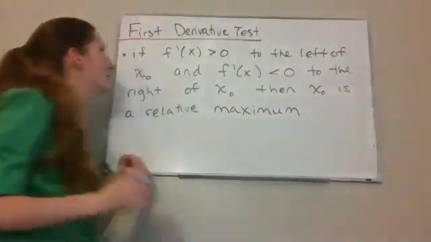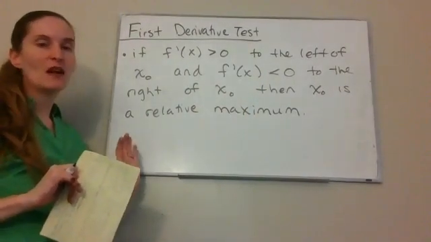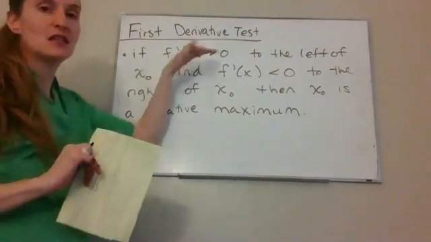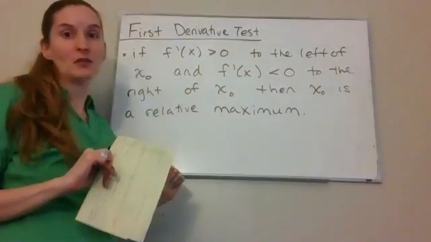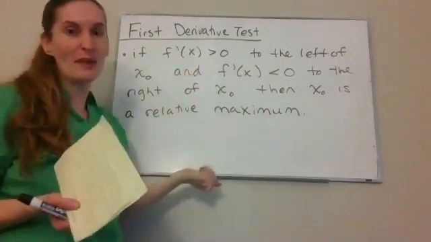So let's think about that real quick. This is saying if my function changes from increasing to decreasing at that critical point. And that makes sense. If we're going up and then switching to going down, we're going to have a maximum.